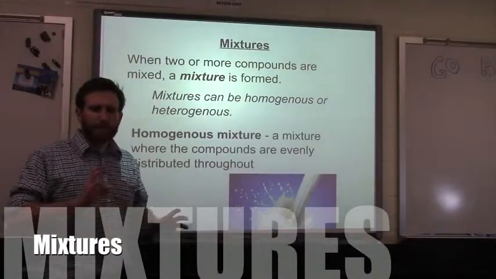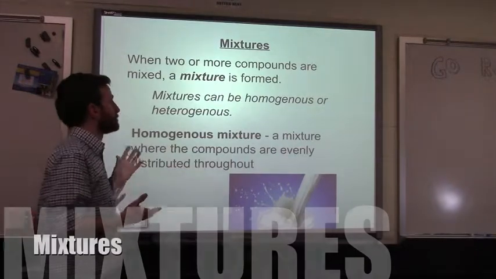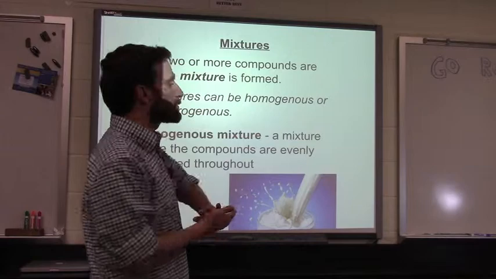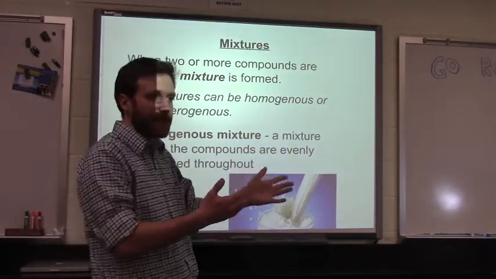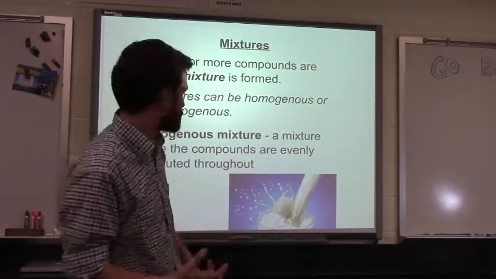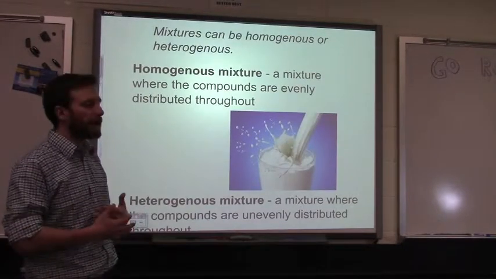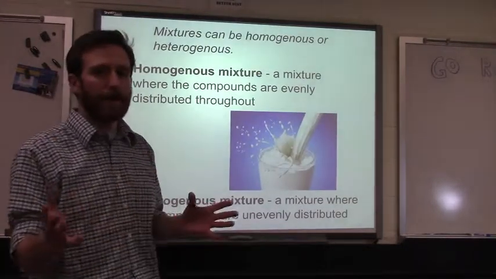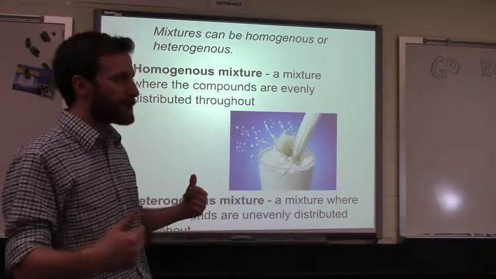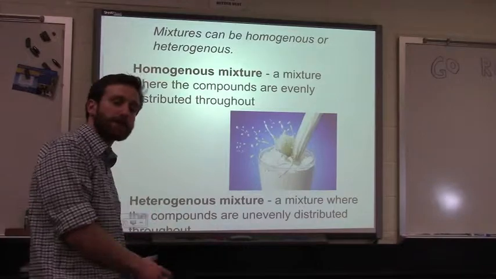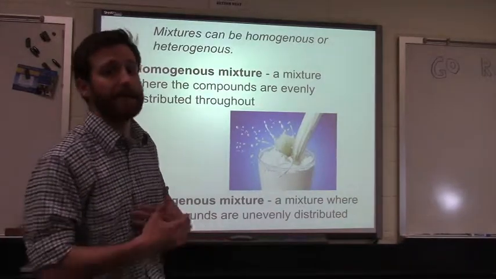All right, moving on. So here's just some additional vocabulary to throw out at you. When we mix compounds, we get a mixture. And those mixtures can be either homogeneous or heterogeneous. So a homogeneous mixture is a mixture where the compounds are evenly distributed throughout. So think of homogenized milk. It looks pretty even throughout, and that's because it's a mixture of water and milk fats, evenly distributed.